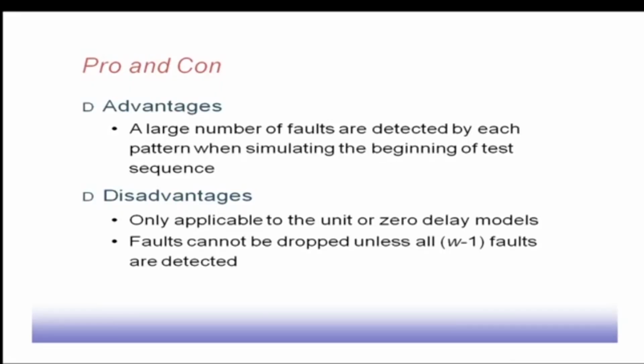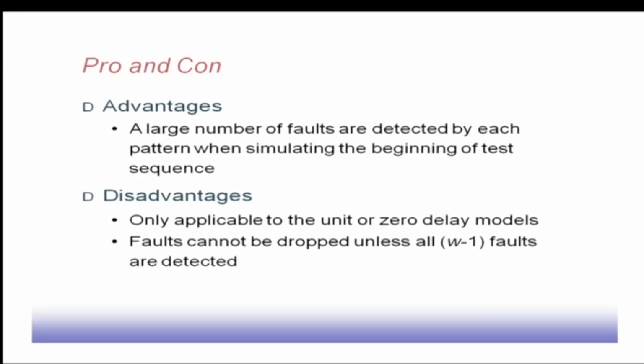Disadvantage: it is applicable only for the unit or zero delay model. Unit delay model means all gate delays are assumed to be equal to some unit value. So it works under these two models only. Otherwise we cannot take care of different delays, because then the structure will become more complex.